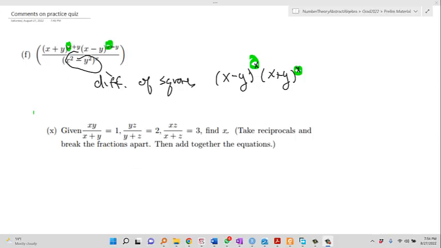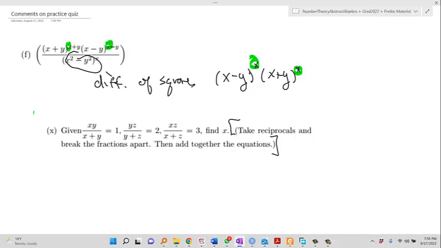This one was actually quite difficult if you didn't take the hint. It seems that people had trouble understanding what the hint meant. So I don't see anybody actually took the hint. It says take reciprocals and break the fractions apart. Then add together the equations. Take reciprocals and break the fractions apart. What does that mean? Take reciprocals.